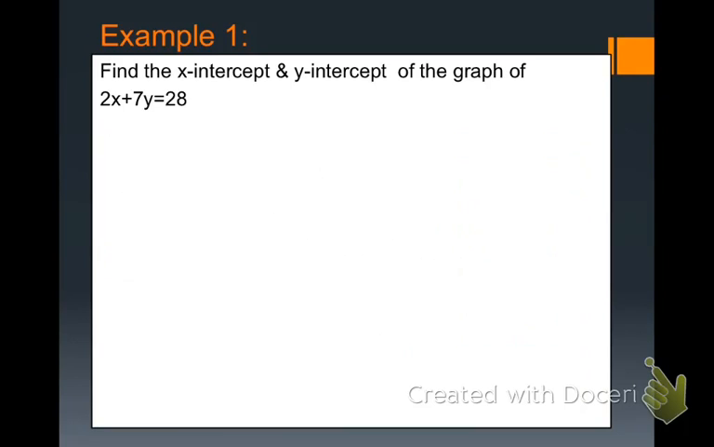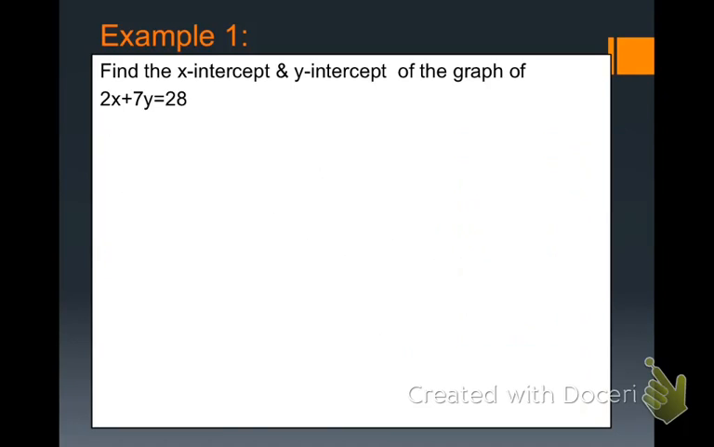So to find the x-intercept, you're going to substitute 0 for y and solve for x. And to find the y-intercept, you're going to substitute 0 for x and solve for y. So remember, whatever intercept you're trying to find, you don't want to get rid of that variable. You want to use 0 and substitute in for the variable you're trying to get rid of. So for the x-intercept, substitute 0 in for y, and for the y-intercept, substitute 0 in for x.